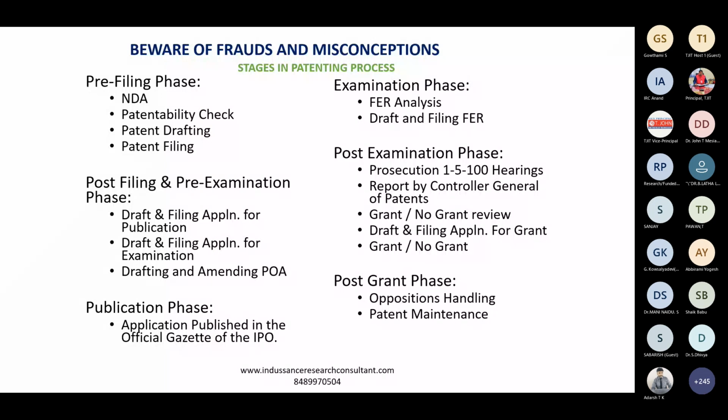Next, what will happen in the post-filing and pre-examination phase? Drafting and filing the application for publication, drafting and filing the application for examination, and drafting and amending the POA. POA is power of attorney. This is given on an e-stamp paper, say a 100 rupees e-stamp paper. You will have to give authority to your agent, stating that we are authorizing them to take care of all the aspects related to the particular patent application. So that is the power of attorney you will have to give to the agent. These are the things you'll have to take care of.